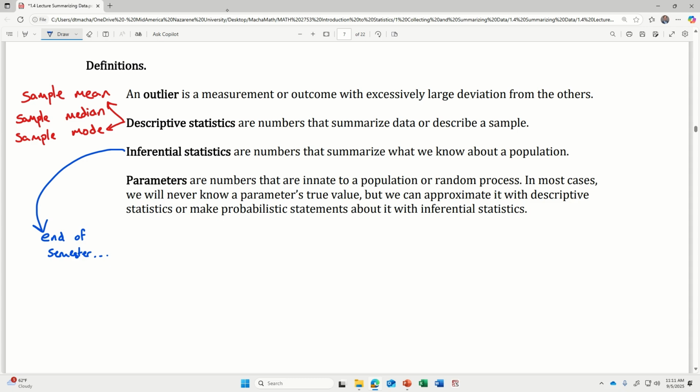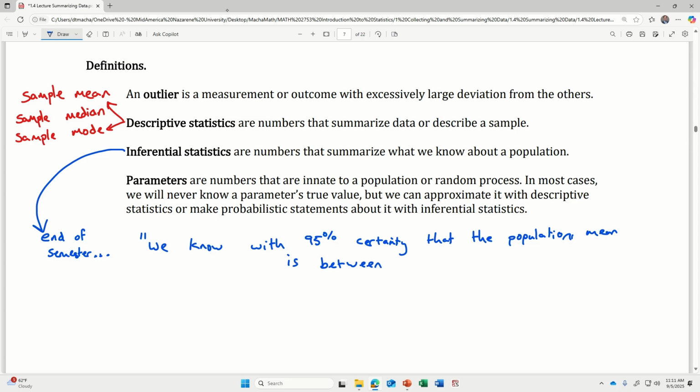An inferential statistic is going to sound like this. We know with 95% certainty that the population mean is between 5 and 7.1. Okay.